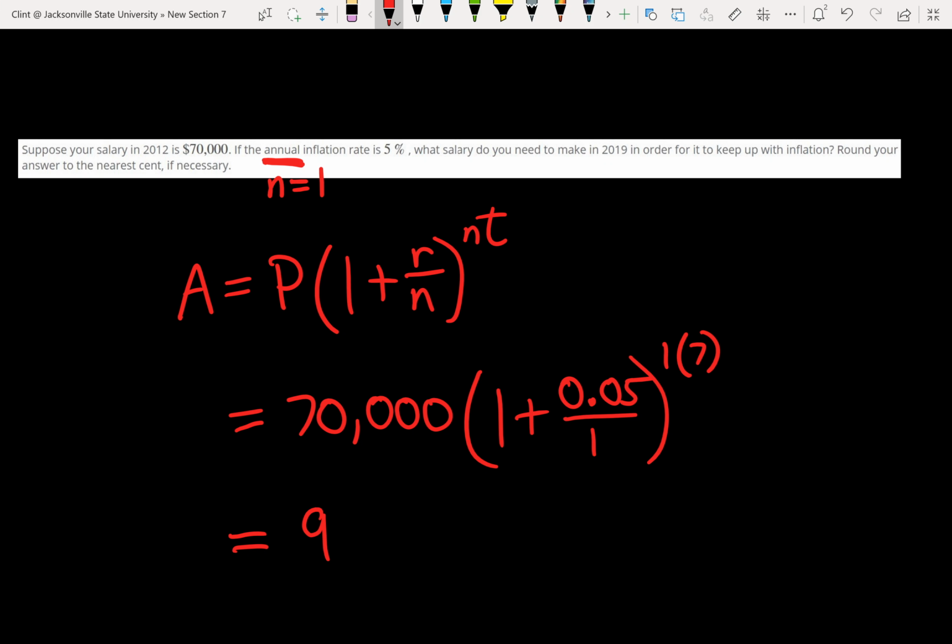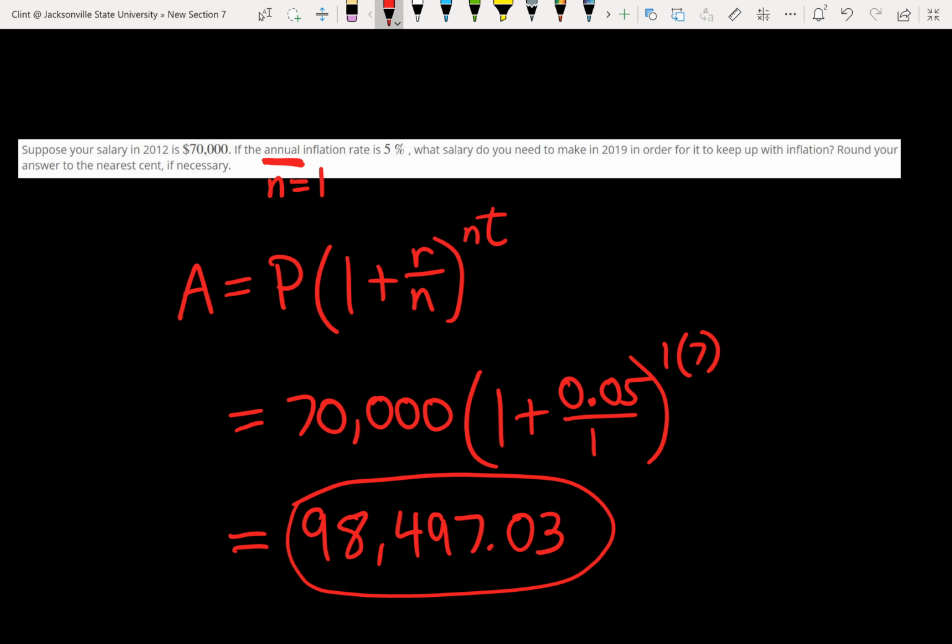So then I get $98,497.03, and it rounds to 3 cents. So figuring out where to put parentheses and stuff in your calculator is probably the trickiest part in this section. Okay? Let me know if you have any questions.